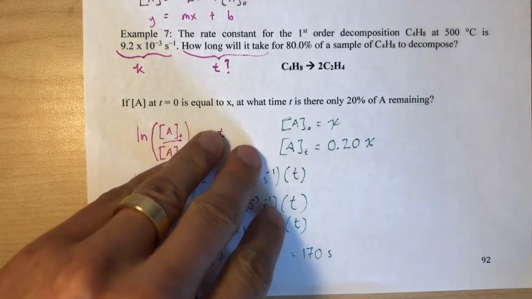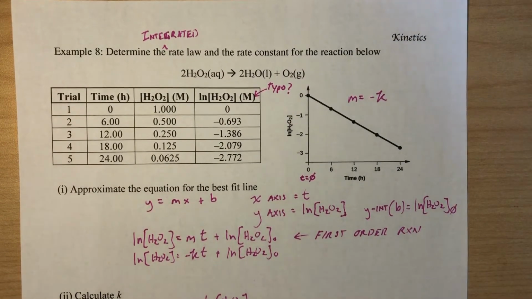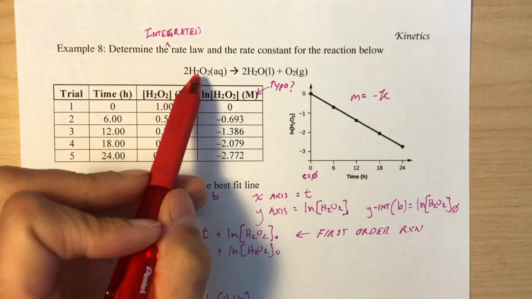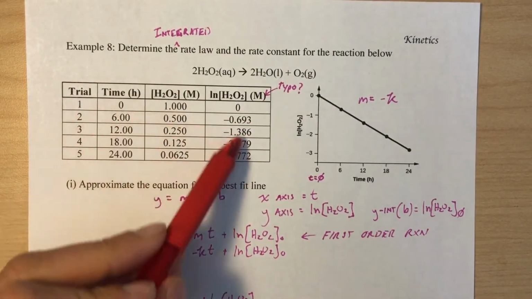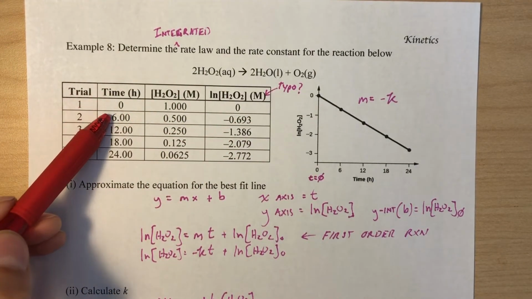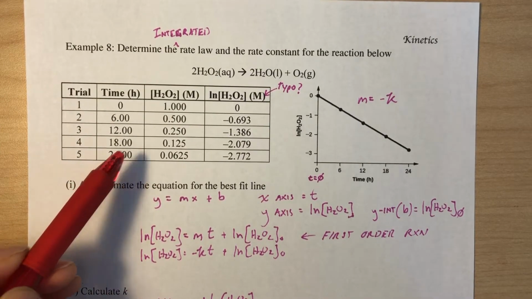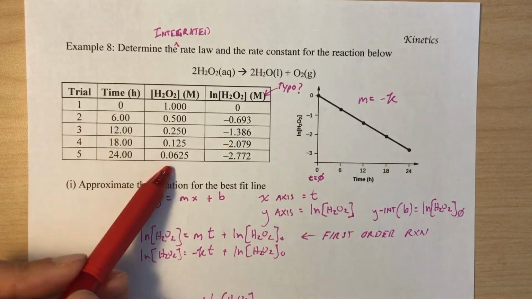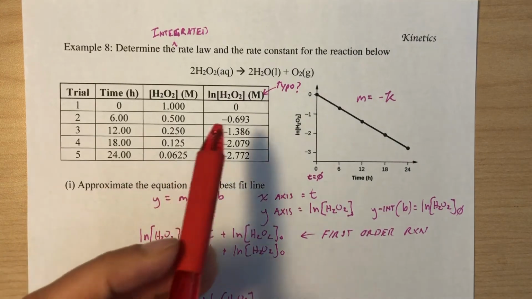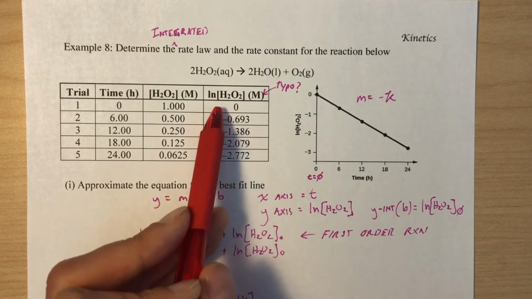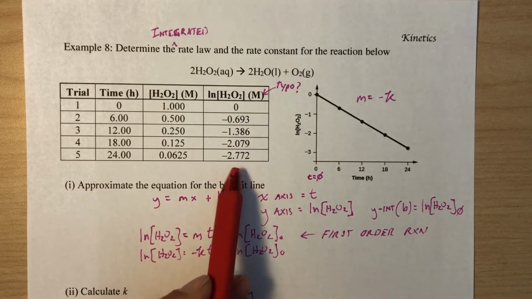On the next page, we're going to take a look at an integrated rate law and our decomposition of hydrogen peroxide from an earlier example. So, our first example from kinetics was when we were monitoring how a change in time increasing by intervals of 6 hours affected the concentration of H2O2 over time. So, when we have our natural log of H2O2, this should be unitless at this point.